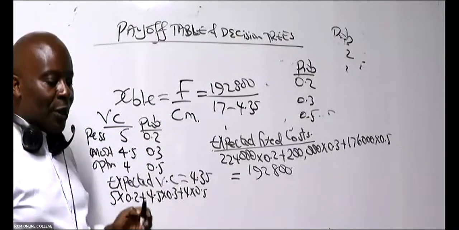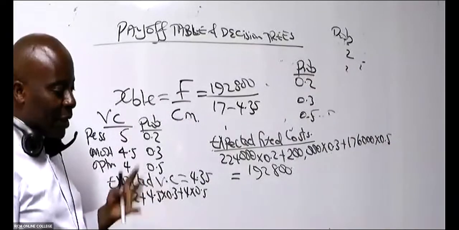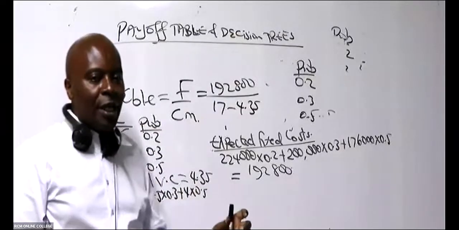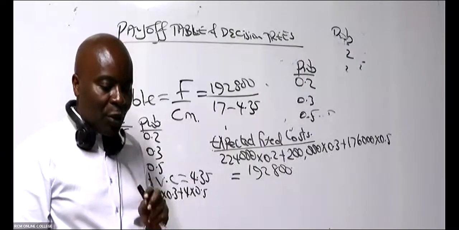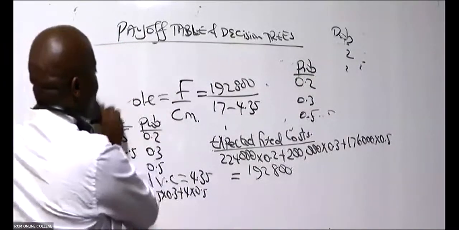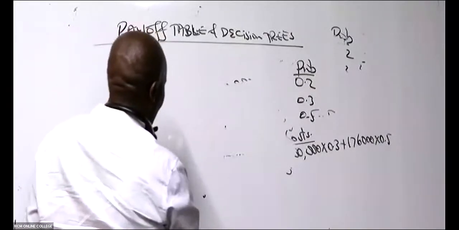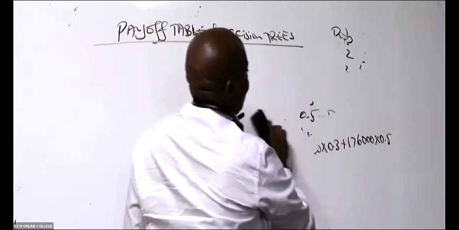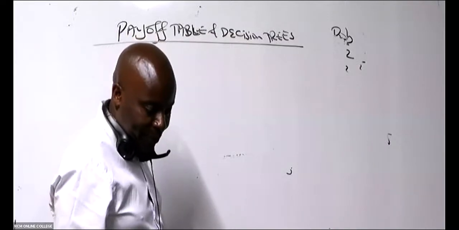So the examiner there was a little bit tricky, but that's okay. So we had to average the fixed cost and we had to average the variable cost. That's the only difference there. Now, please mention there for us, payoff table and decision trees.